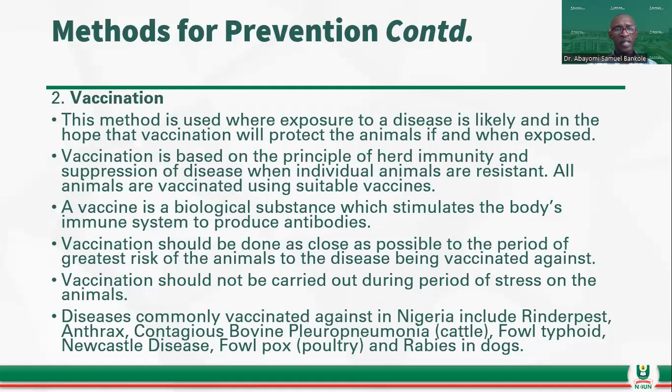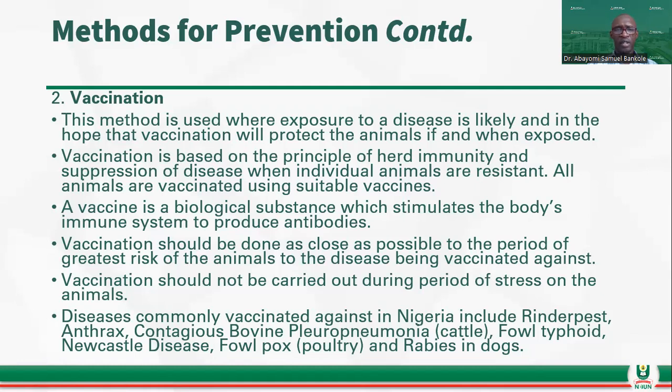So, the second category of prevention is vaccination. Now, this method is used where exposure to a disease is likely, and it is hoped that vaccination will protect the animal if and when exposed. Now, vaccination is based on the principle of herd immunity and suppression of disease. When individual animals are not resistant, all animals are vaccinated using suitable vaccines.